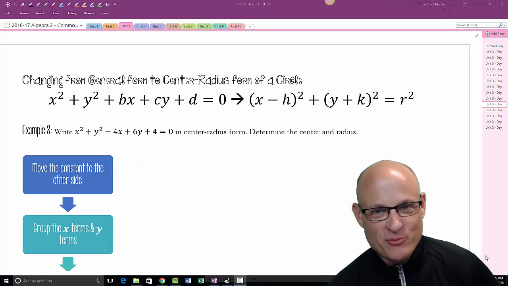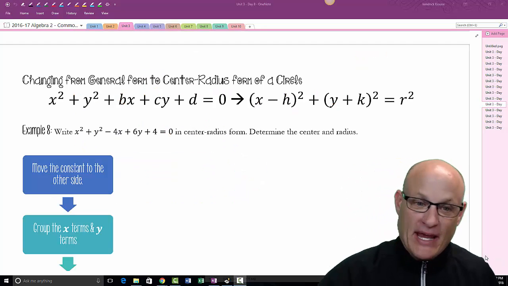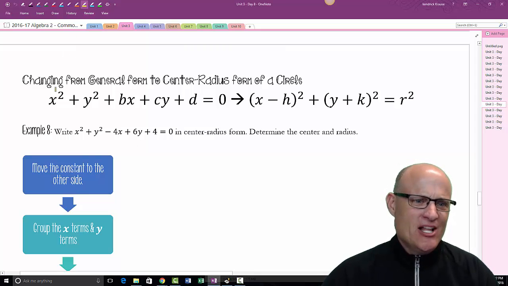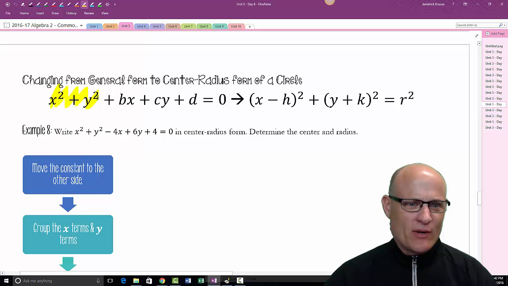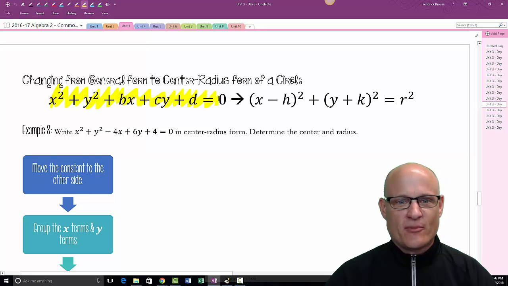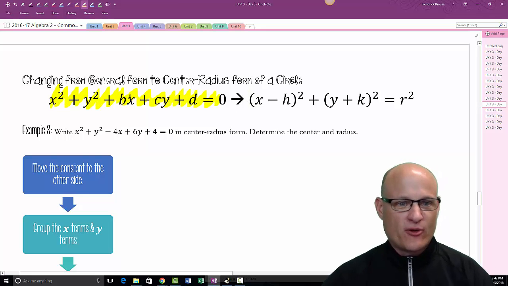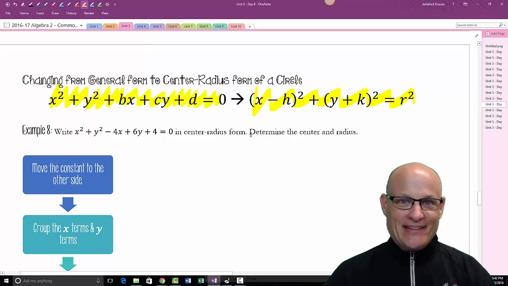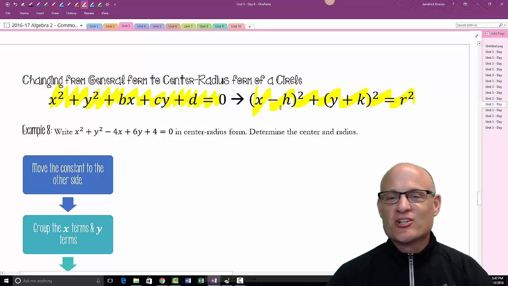If you ever want to mess with your parents, show them this page. Be like, Mom, you don't even know how hard math is. Look at this. I got to do completing the square on this generic form or this center radius form, or create it from general form to center radius form of a circle. And look at this. Hey, oh my gosh, it's so difficult.